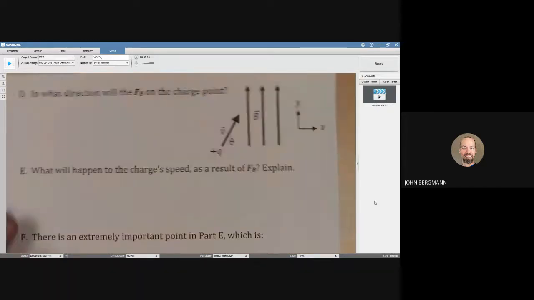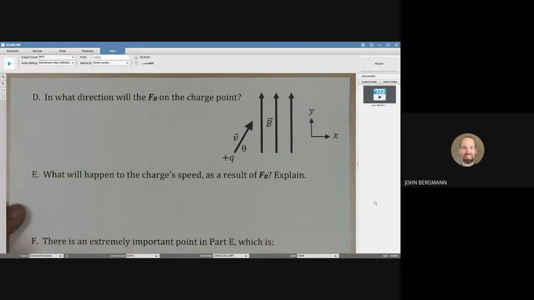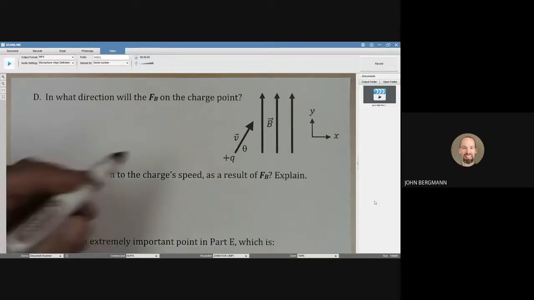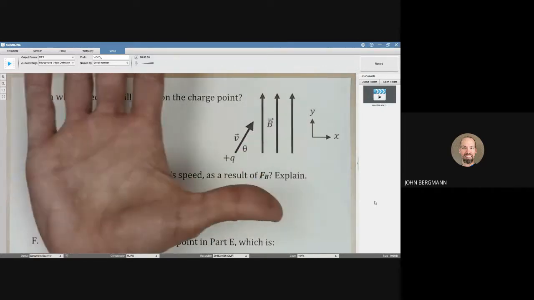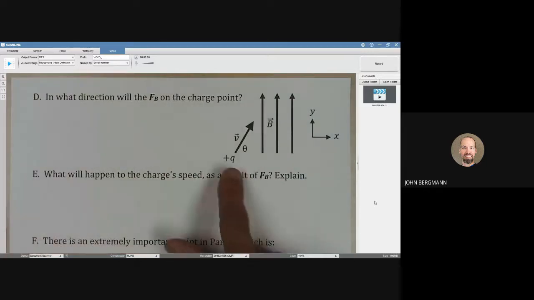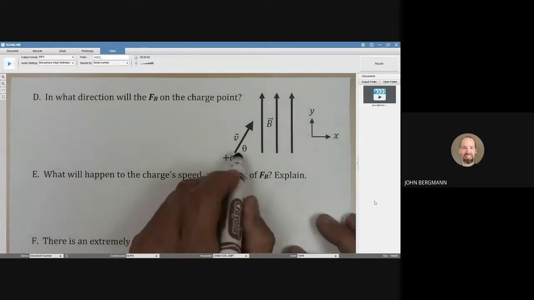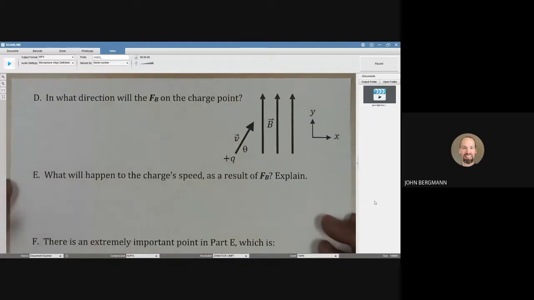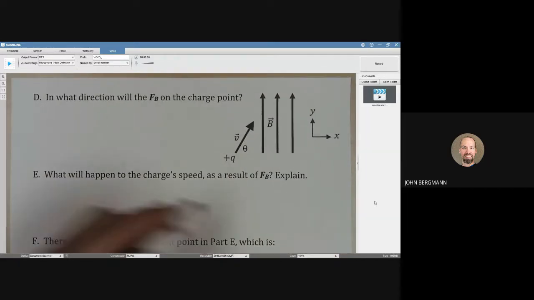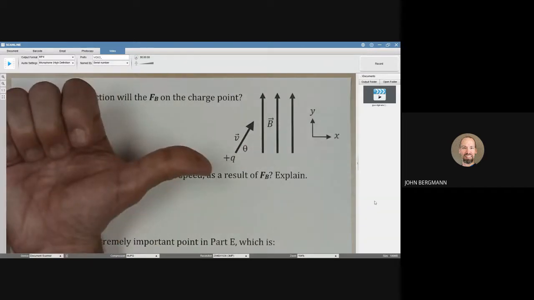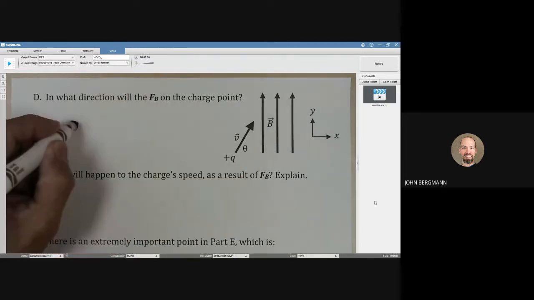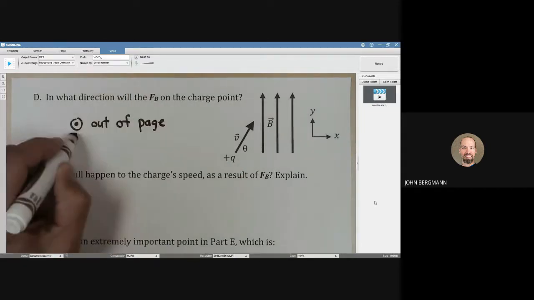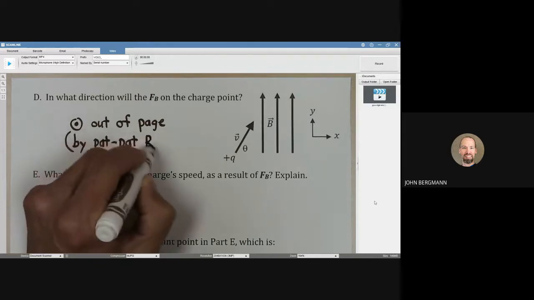In what direction will the magnetic force on the charge point? We'll want to use our right-hand rule and recall that the way we do that is we put our thumb in the direction of the velocity, and in this case we're just going to worry about the velocity in the x direction because we've just mentioned that Vy is not affected by this magnetic field. Right thumb points in the Vx direction, magnetic field lines point to the top of the page, and the force is out of the page, towards us, by the right-hand rule.